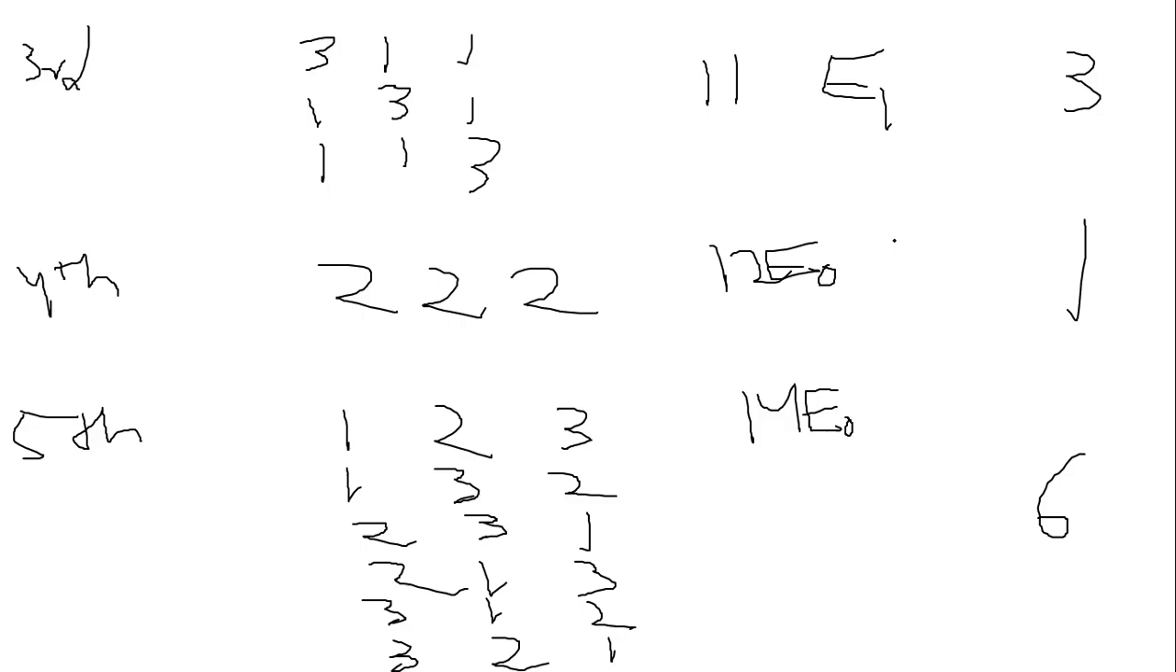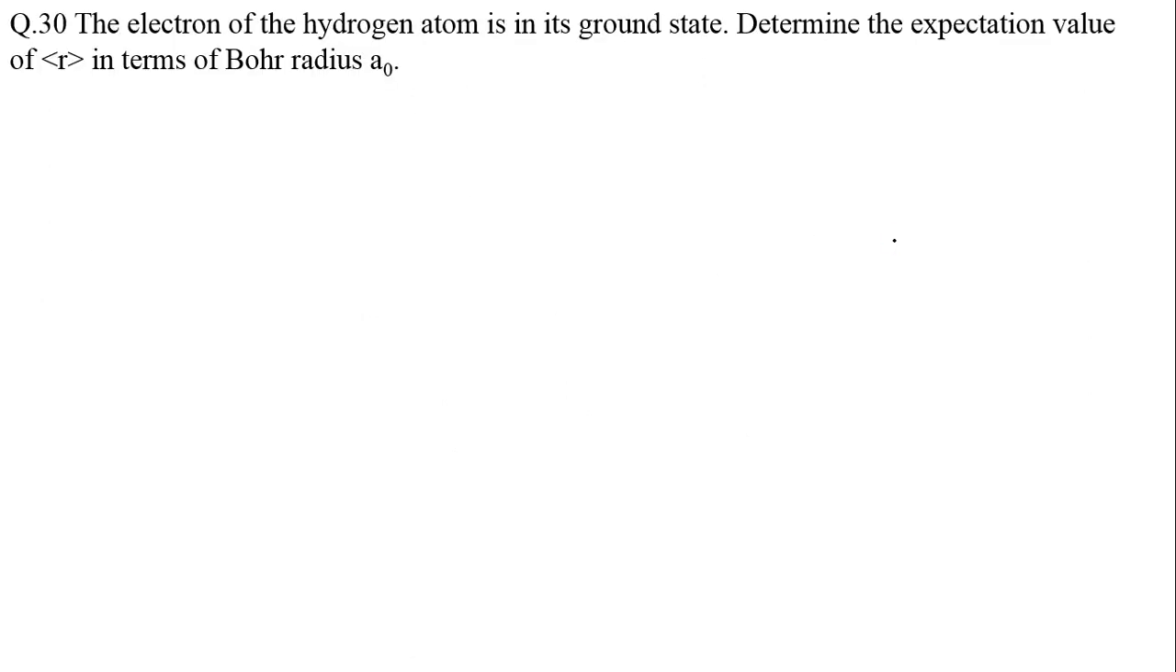I think this is clear to all of you. We can go to the next question. The question is, the electron of the hydrogen atom is in its ground state. Determine the expectation value of r in terms of Bohr radius a0.